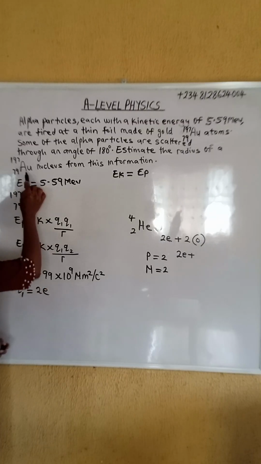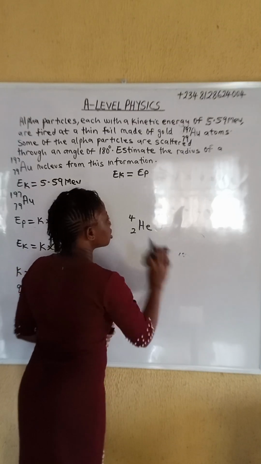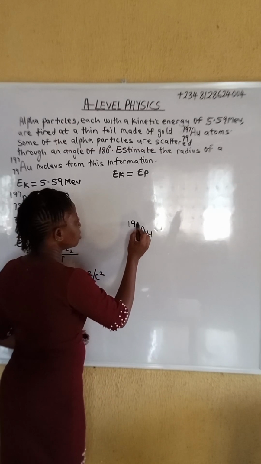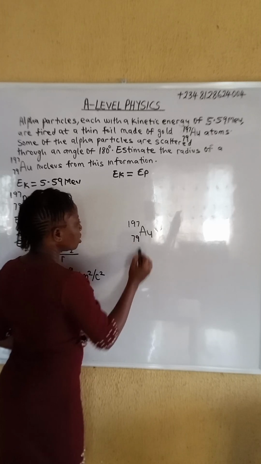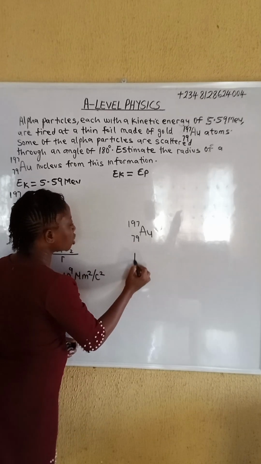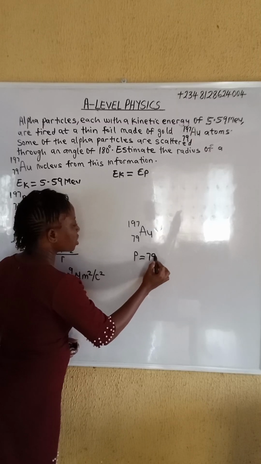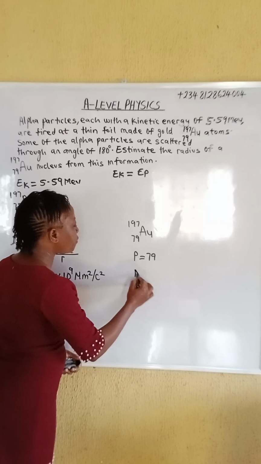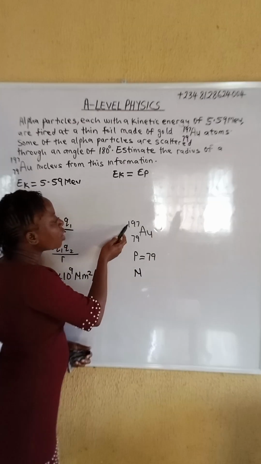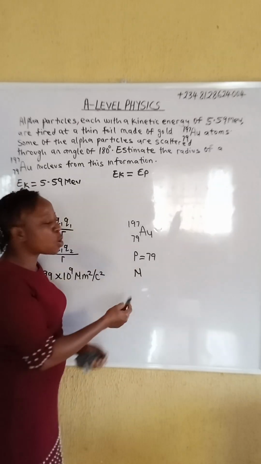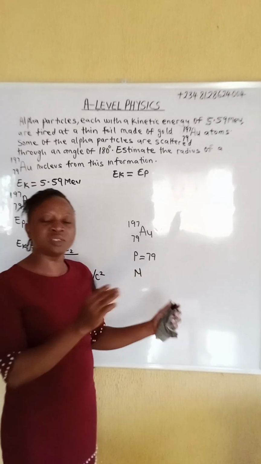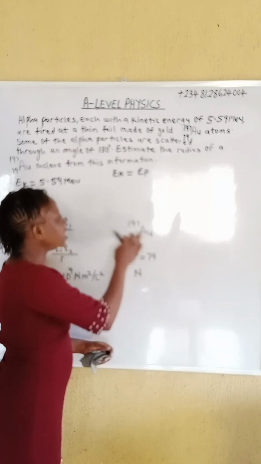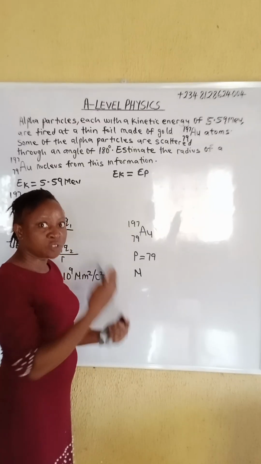So let's consider the gold nucleus. We have 197 and 79. The number of protons equals 79, that is, the number of protons is equivalent to the atomic number. Then the number of neutrons will be 197 minus 79. Whatever we get, we are still going to multiply by 0 because neutrons are neutral.